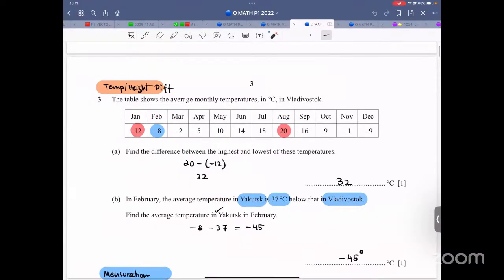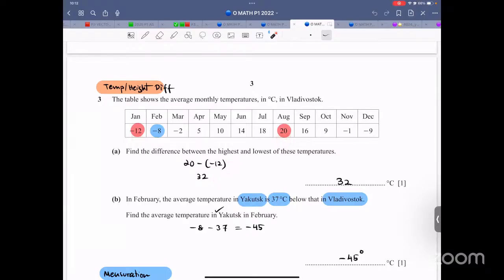Let's talk about temperature difference, height difference. Some people get really confused in this. It says the table shows the average monthly temperatures in degrees Celsius in this town, somewhere in Russia. Over here, this is Jan, this is Feb, this is August. I've marked these three. Find the difference between the highest and the lowest of these temperatures. The highest temperature is 20, the lowest is negative 12. 20 minus minus 12 is 32.